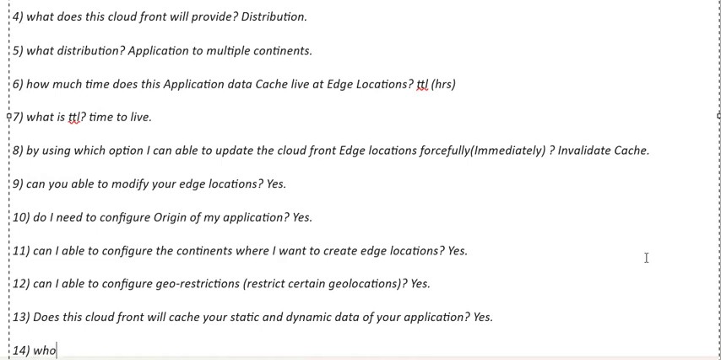Who will manage these CloudFront edge locations? The answer is, since AWS is providing them, AWS will manage the edge locations. I hope you have answered all these questions.